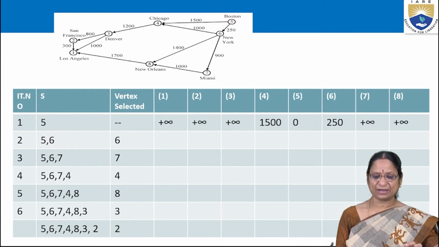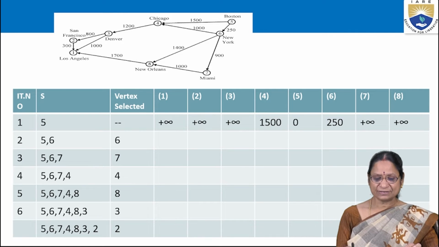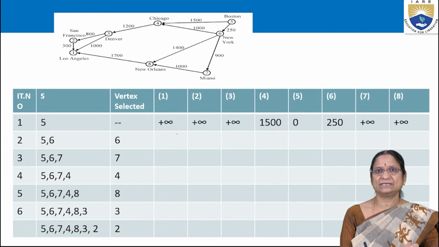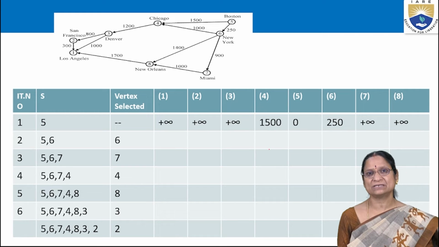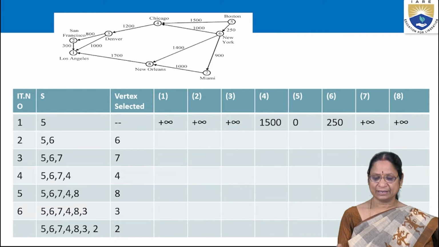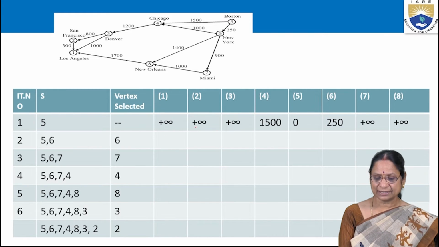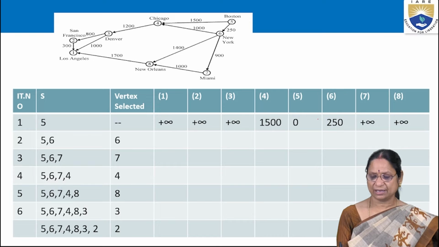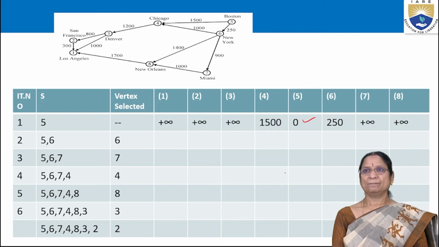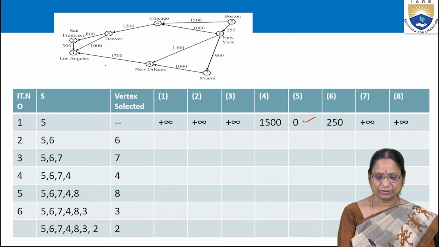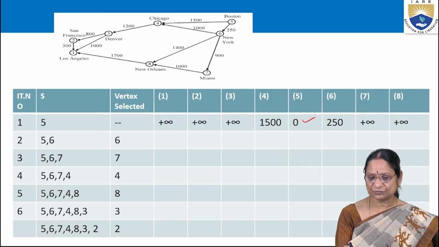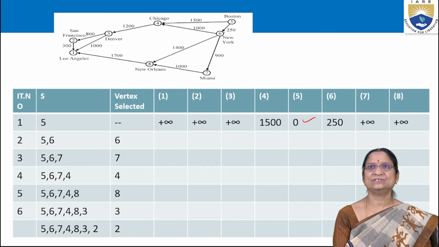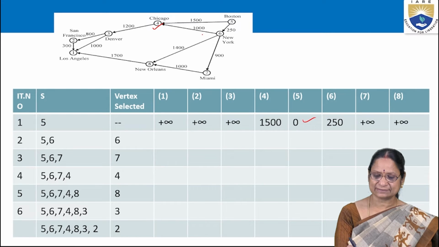First, initially, 5 is the source. If 5 is the source, the first row is the initialization. What is initialization? Initially, all are infinity except 5 to 5, which is 0. But from 5, what is the fifth vertex? Boston. From Boston, we have direct edges to 4 and 6.